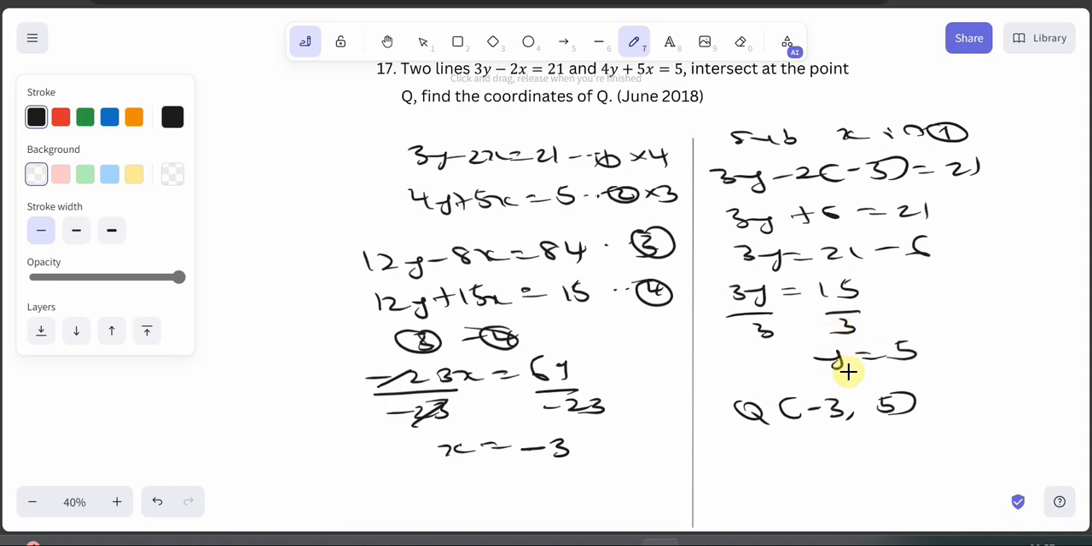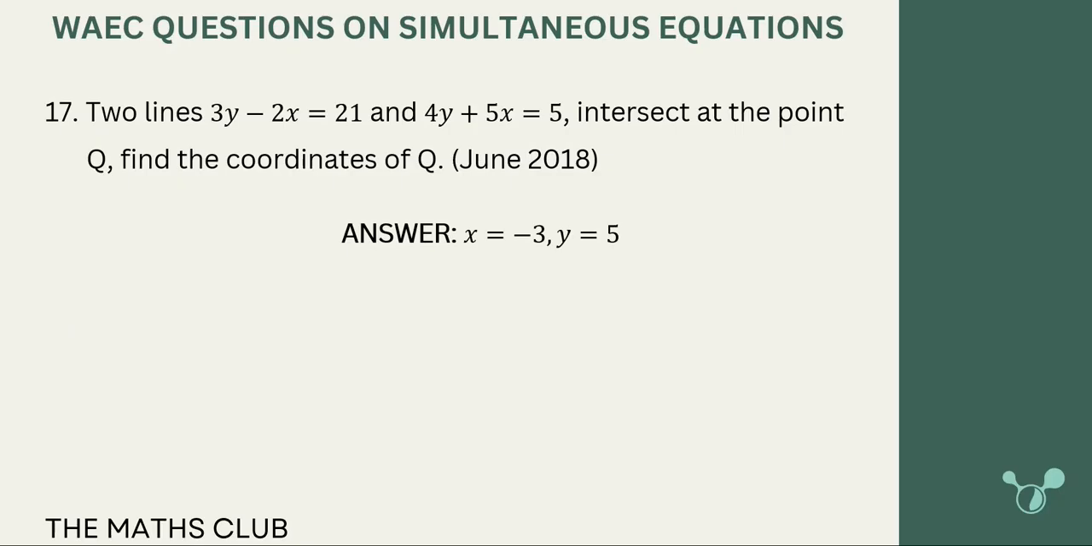Another way that you can always ensure your answer is correct is to check it. You can put x as minus 3 and y as 5 in the two equations, and if you get 21 and 5, then your answer is correct. Let's see if we're correct. So the x is minus 3 and the y is 5.